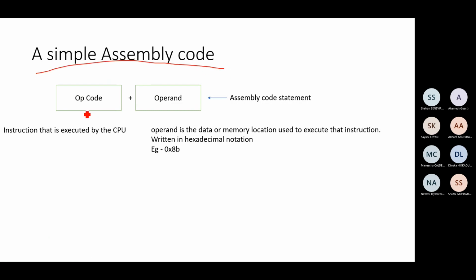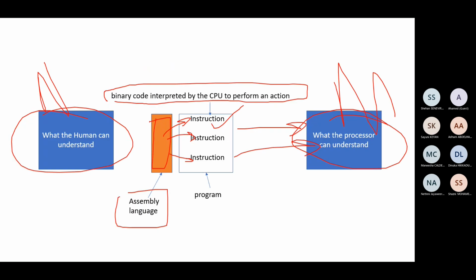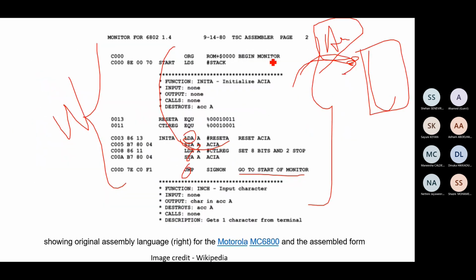This is a simple assembly code. This is the opcode. Opcode means the instruction that is executed by the CPU. There's a specific opcode everywhere. And there might be operands in the assembly code statement. We have seen some of the operands here, and we have seen the opcodes also.